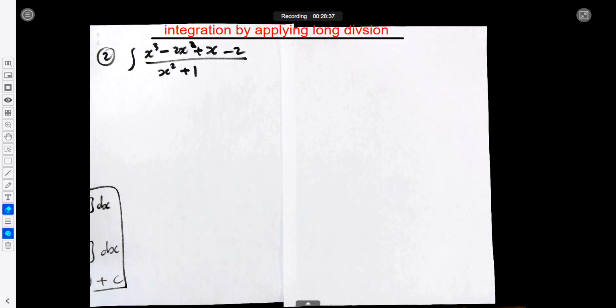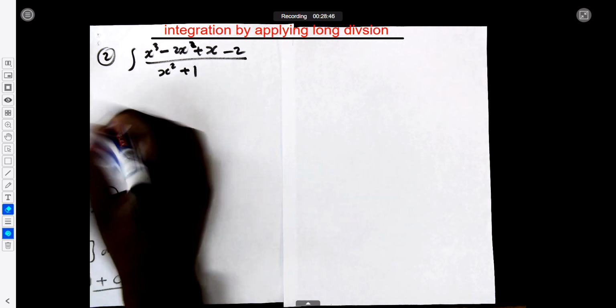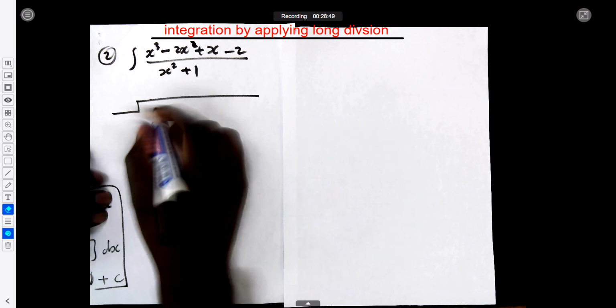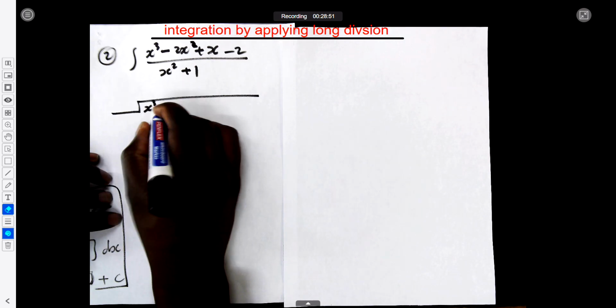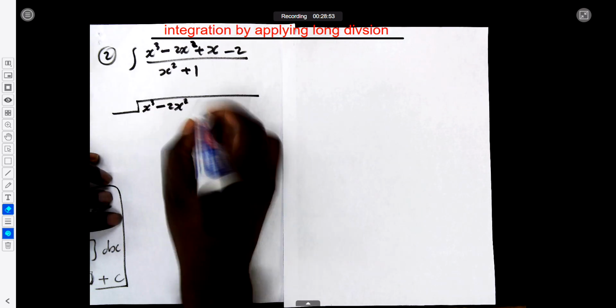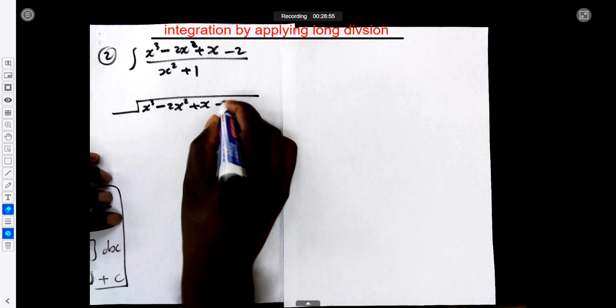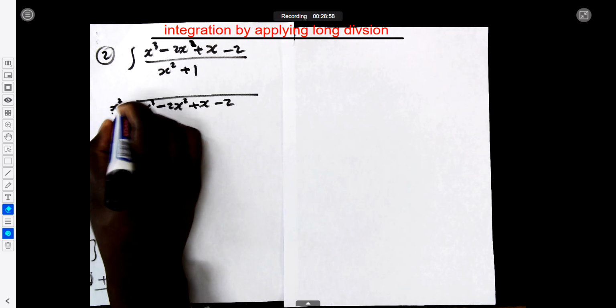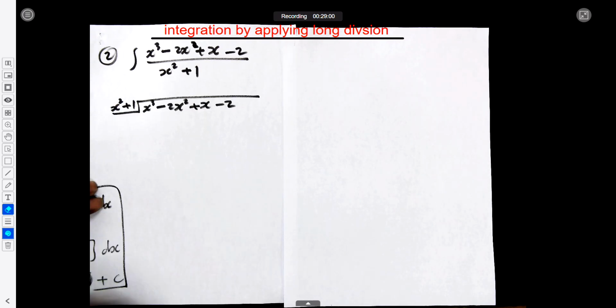First thing, can we take it to long division? Therefore, taking it to long division, we check: oh, the exponent is greater in the numerator, which means we can apply long division. Therefore, we take the dividend, we put it inside the root, we'll have minus 2x squared plus x minus 2. Then the divisor, we put it outside the root, which is x squared plus 1.